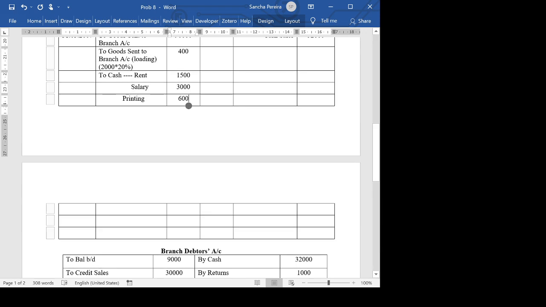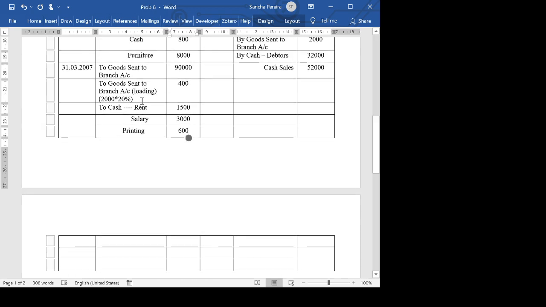Okay, I have one question for you here. Now, since I have cash here, will this affect the cash account? These are expenses paid by the head office. Will this affect the branch cash account? No. Can you tell me why, Rishvesh? Why would it not affect the branch cash account? Or anyone can?